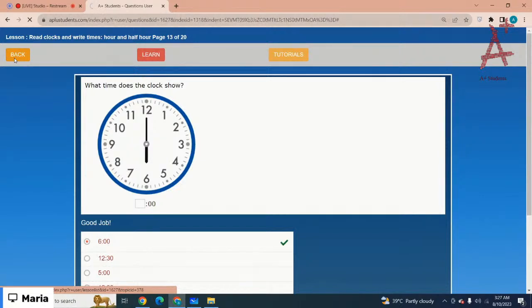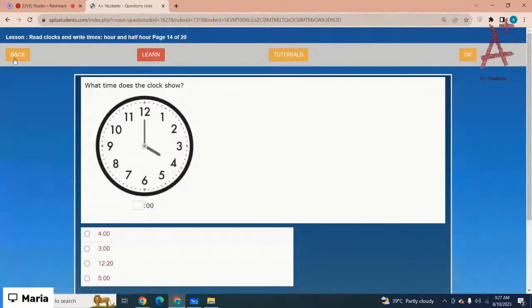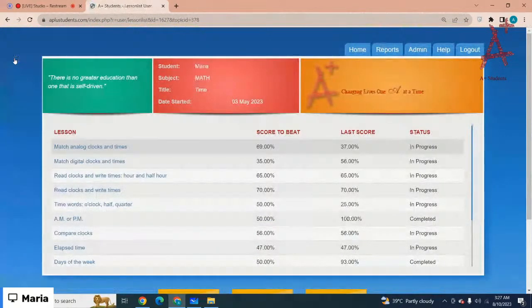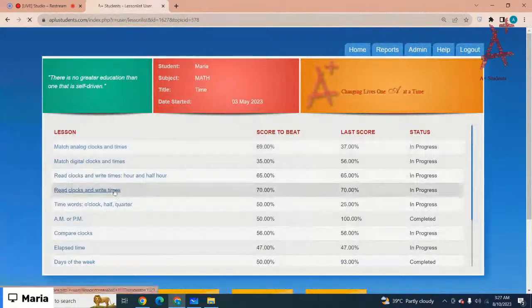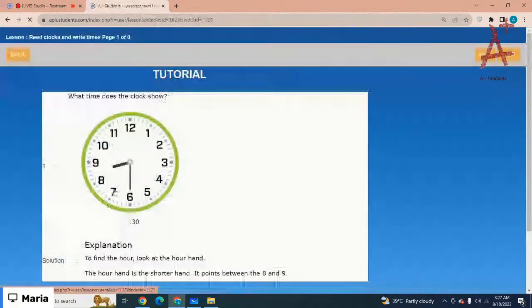And the next lesson is read clocks and write times, half past. Let's just start with the next lesson. Okay, what time does the clock show? So, which is the correct option?